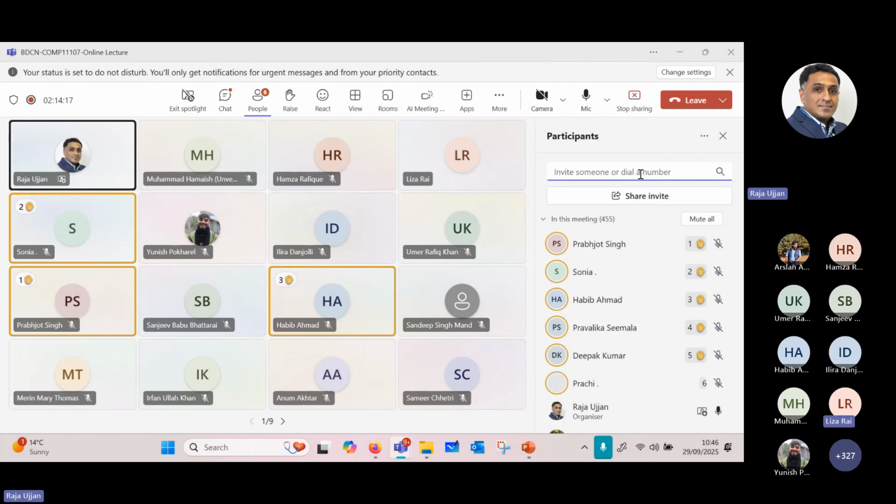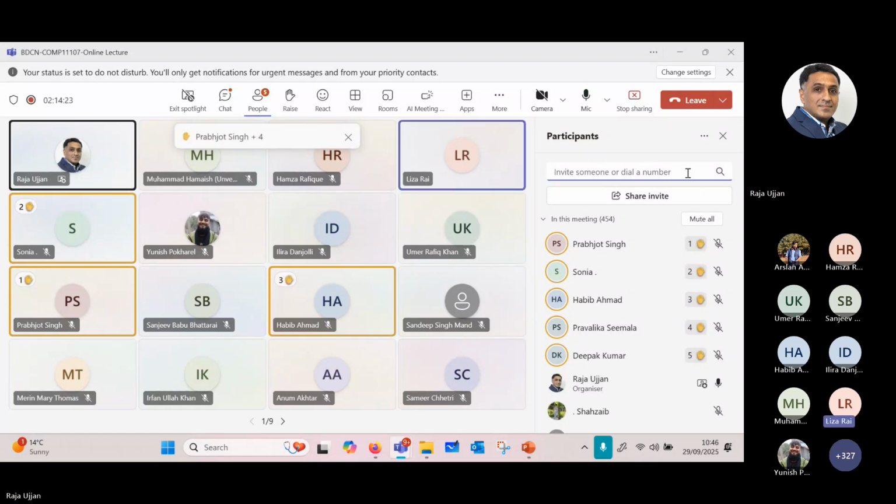Those who are practicing will get good marks, definitely. Is it a group assignment, or do we need to do it individually? If you have a group, do it in the group. If not, then you can submit alone as well.